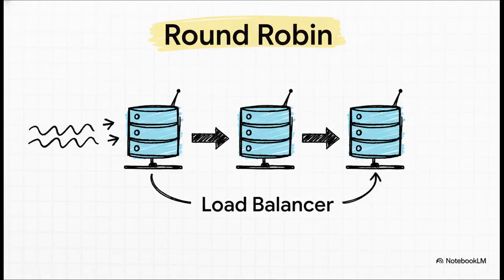And this whole process isn't random at all. Load balancers use specific strategies to make these calls. The most basic one is called round robin, which is super simple. It just sends requests to each server one by one in a rotating order. But there are smarter ways too, like the least connections method, which will send the next request to whichever server is the least busy at that moment. It's all about making sure the work is spread out as efficiently as possible.